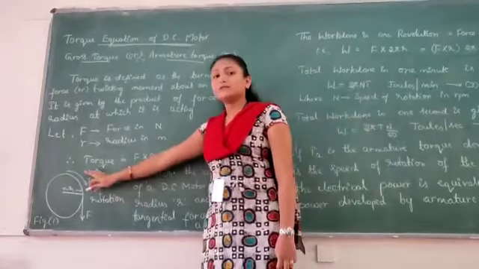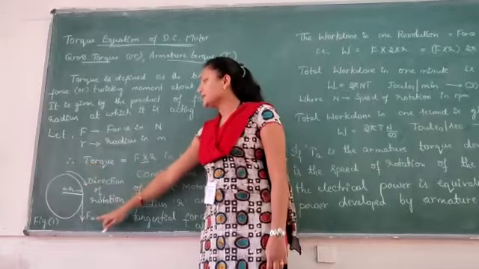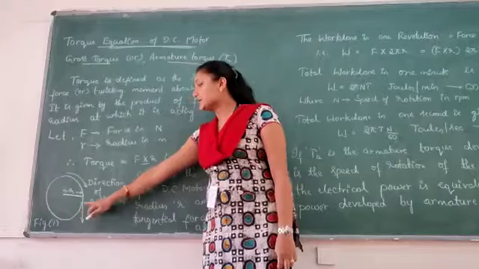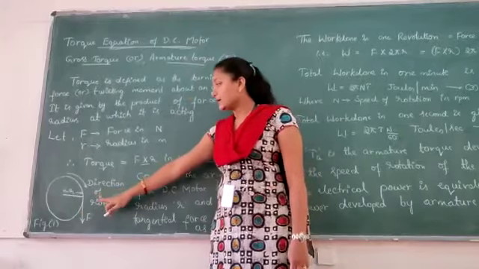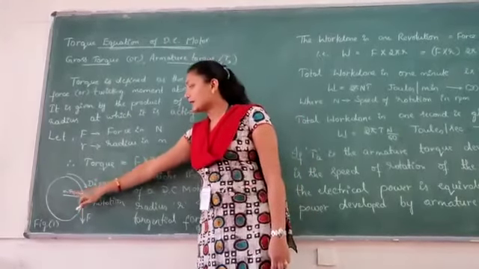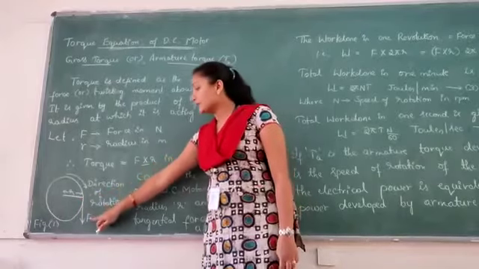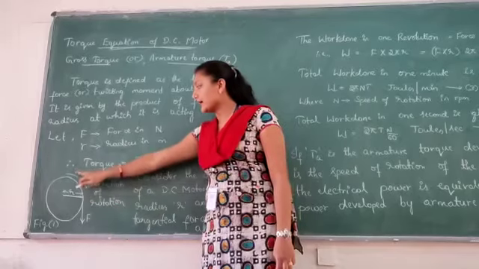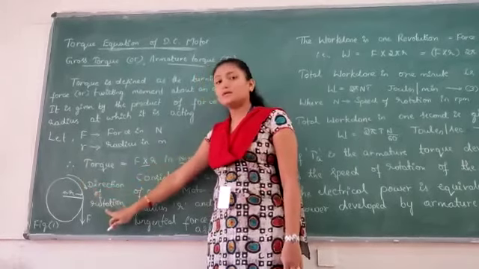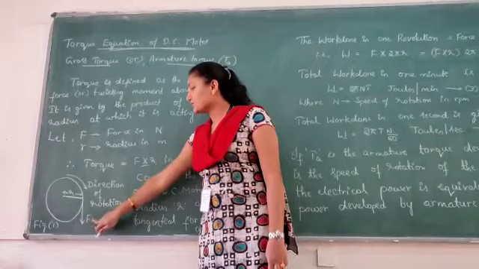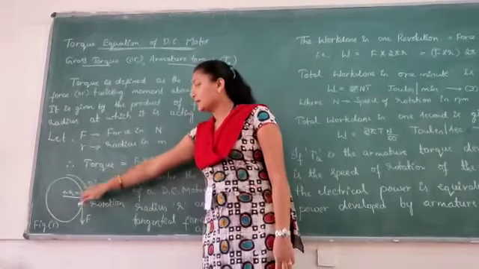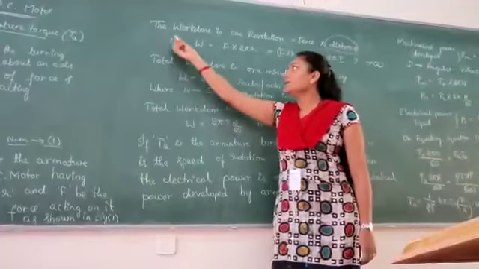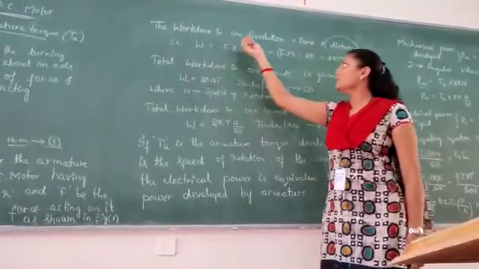Now let us derive the equation for this torque. In order to derive the equation of torque, we have considered figure 1, which represents the armature of a DC motor, and R represents the radius of this armature. F represents the force, a tangential force which is acting along the direction of the rotation. Now we need to calculate the work done in one revolution.